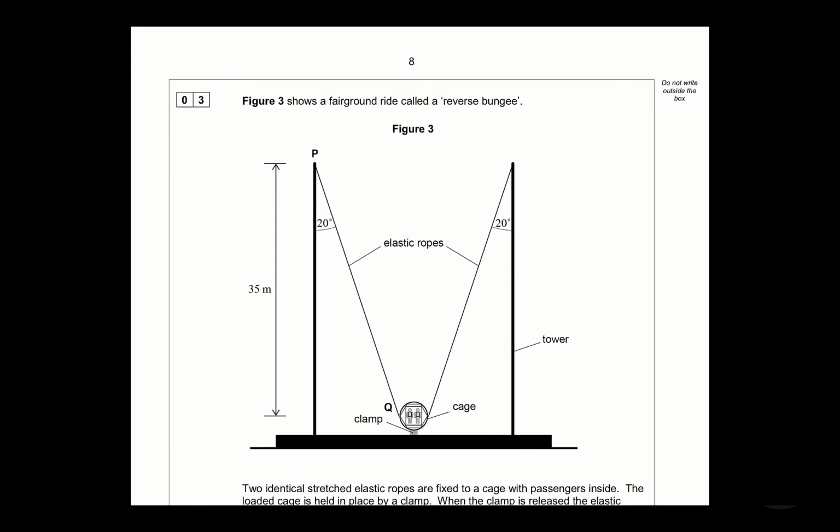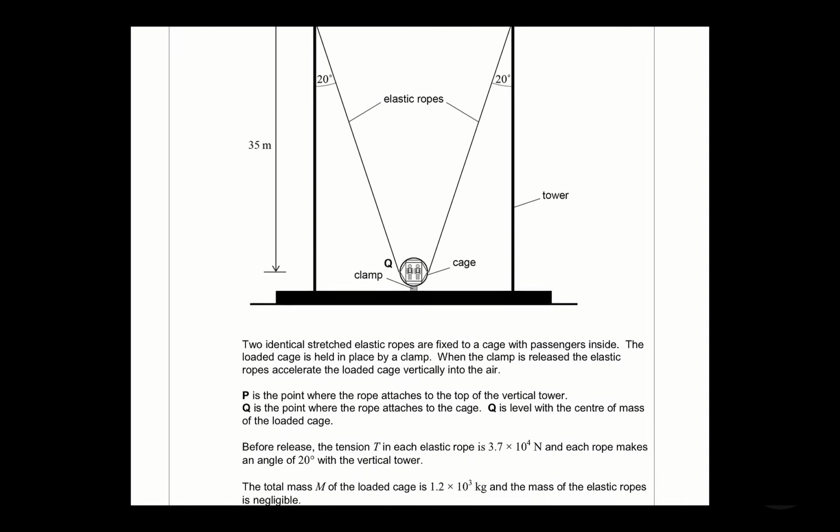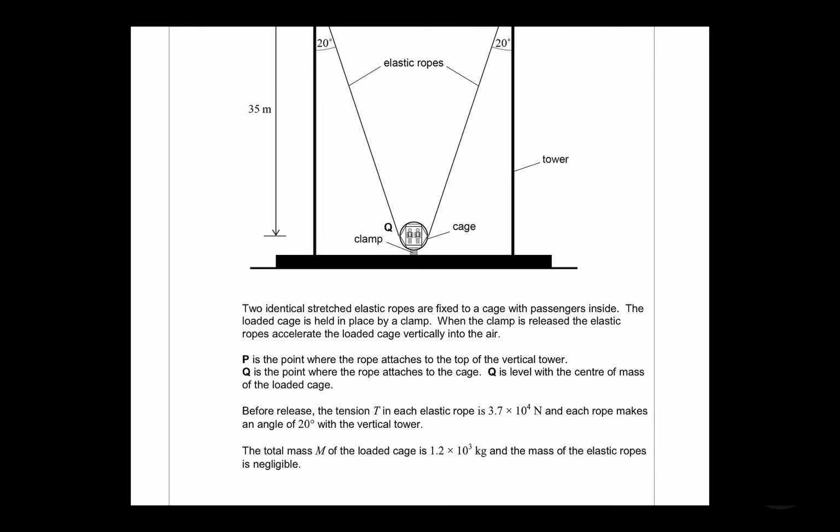All right, question 3 on the AQA AS 2019 paper 1, as a review for a mock paper. So we've got a reverse bungee. In other words, it is something that shoots you up into the air and then pulls you back down, as opposed to jumping down and being pulled back up. Here we've got two identical stretched ropes with a cage with the passengers inside.